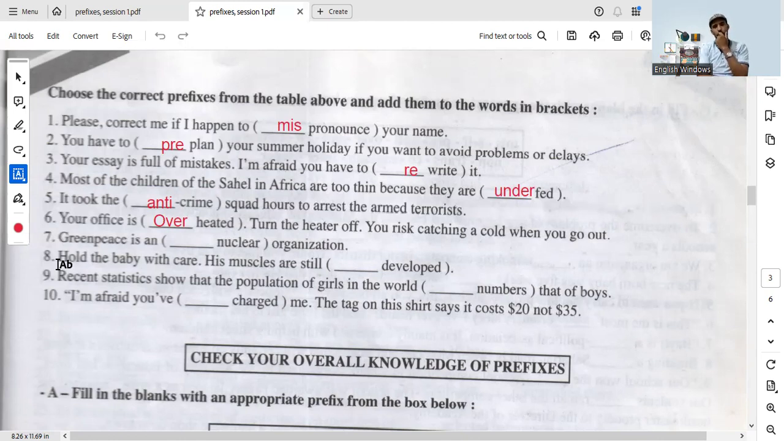Nuclear. It's an anti-nuclear... anti. All right, anti. Okay, the same as the previous one here.